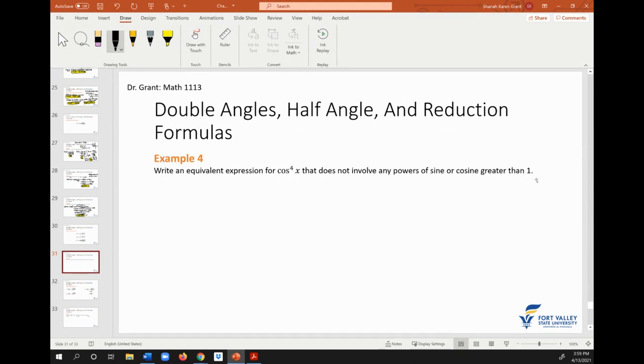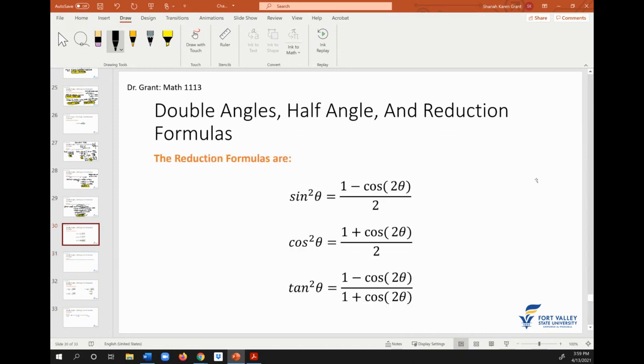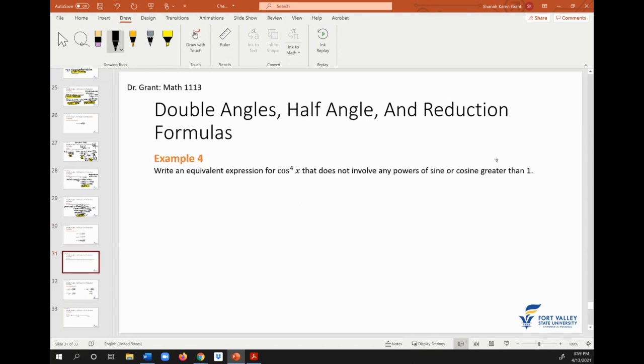And so for this problem, we're going to have to utilize our reduction formula. To be clear with the reduction formulas, we rarely use these. So that's why I didn't spend a lot of time deriving these. But it's good to know because, again, it depends on the type of questions you may be given.